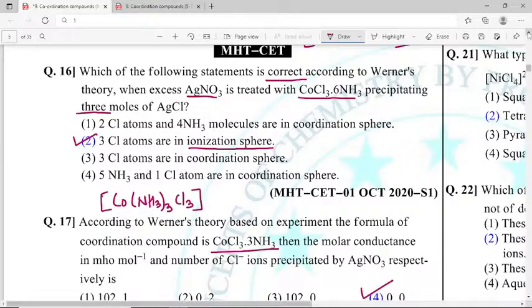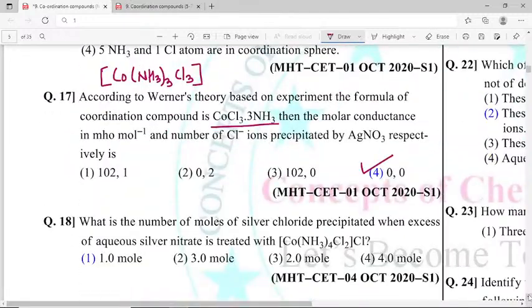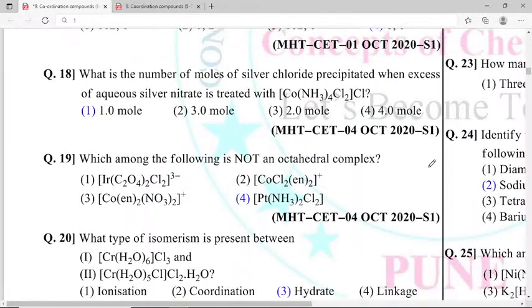CoCl3 6 times ammonia, CoCl3 3 times ammonia. Okay, get it? Next question. What is the number of moles of silver chloride precipitated when excess of aqueous silver nitrate is treated with the complex? There is only one Cl in the ionization sphere. So 1 mole. This is 1 mole silver chloride, AgCl.